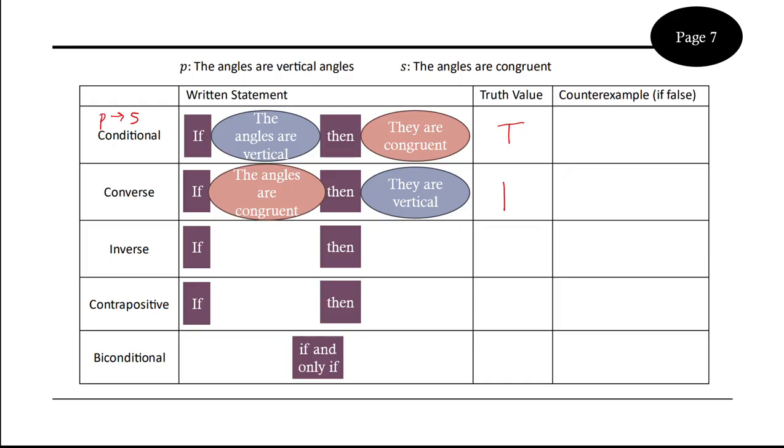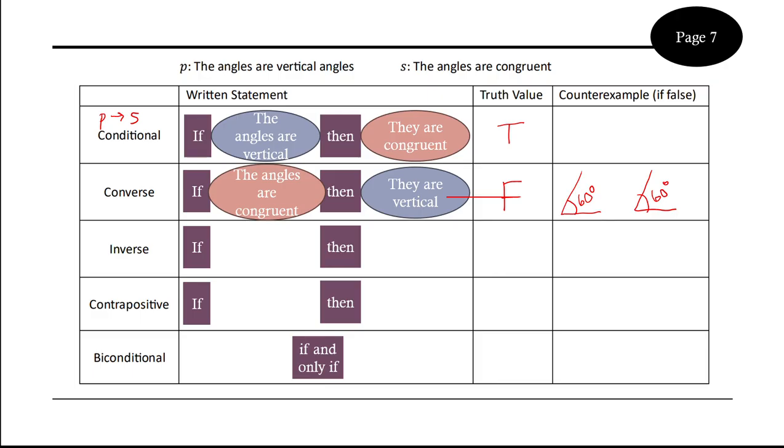This is false because I can come up with a counterexample. I just need two angles that are congruent. So let's say this angle is 60 degrees, but they don't form an X. So those two angles are not vertical angles, but they are congruent. So that is a counterexample.